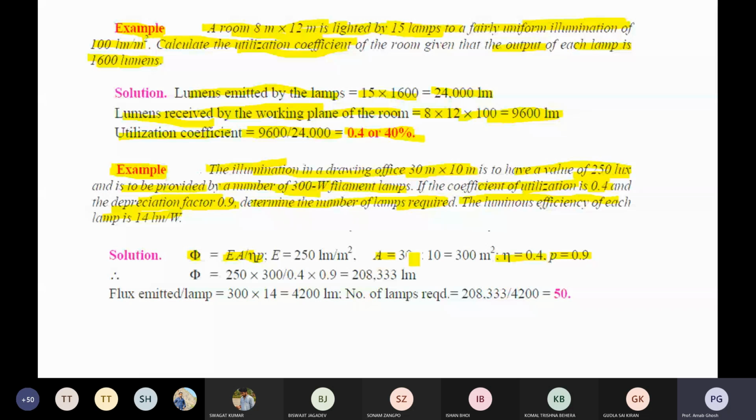So what is the E value? 250 lux. E is the desired illumination in lumen per meter square, that is lux. That 250 is given. Now you replace all those things, 250 into 300 whole divided by that value, so you can find out the flux, 208,333. Just cross check that value, is it coming right or wrong?